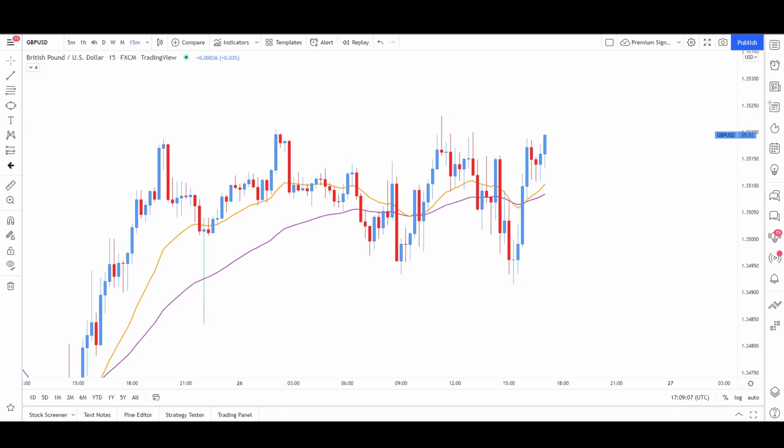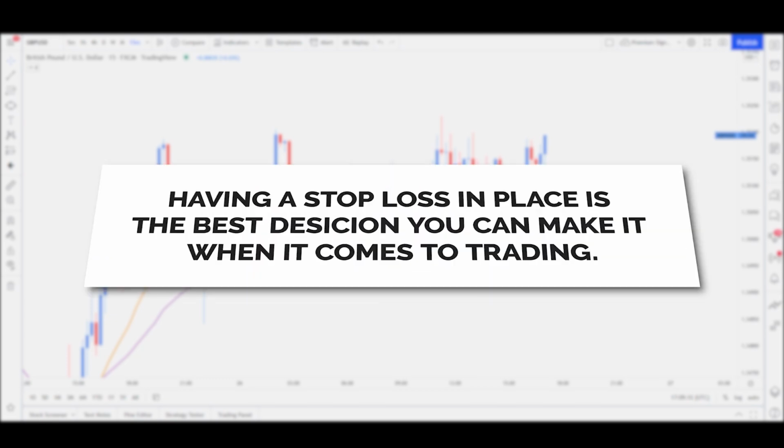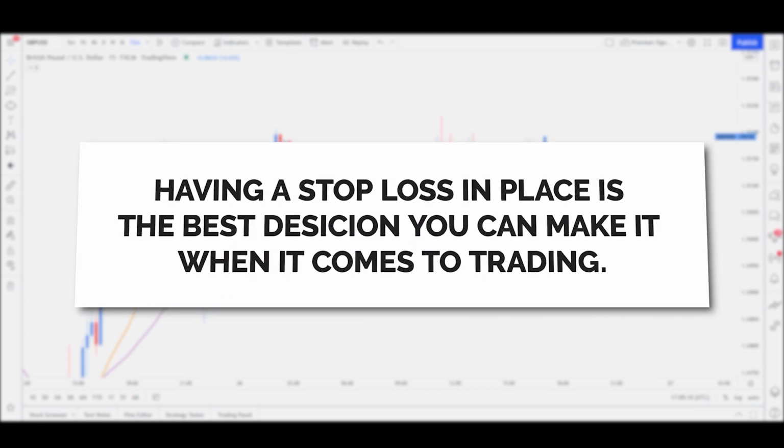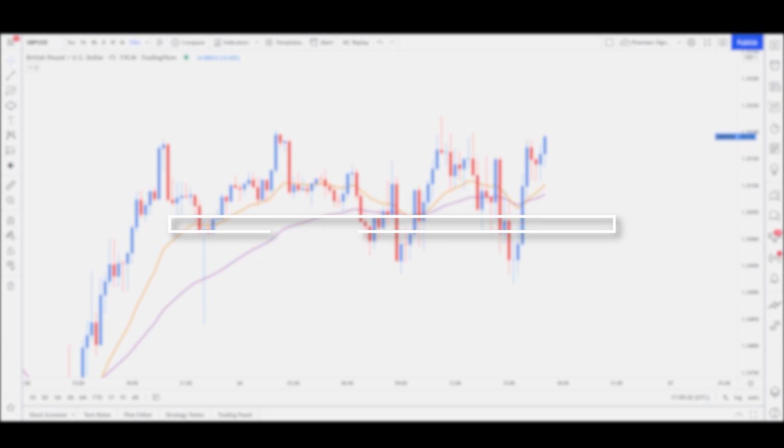Sometimes I don't use any stop loss when it comes to scalping, due to the fact that I'm constantly watching the market and I can instantly close my trades. But having a stop loss, if you're unable to watch the market all the time, is the best decision you can make when it comes to trading.